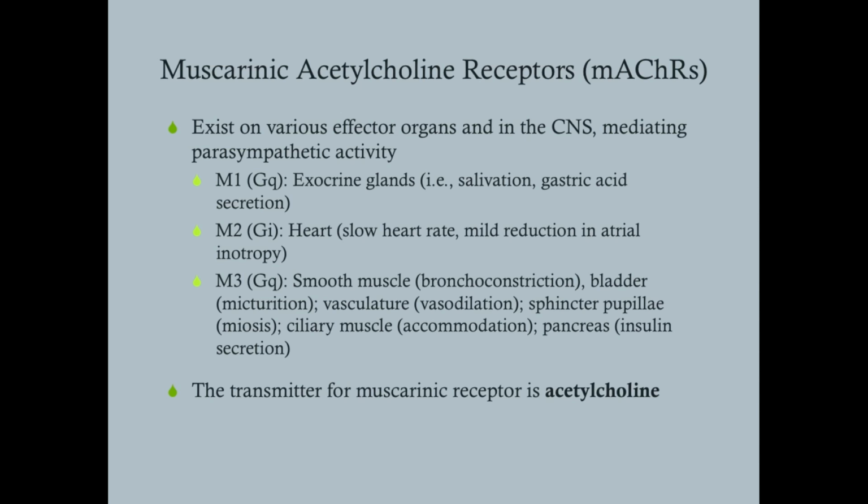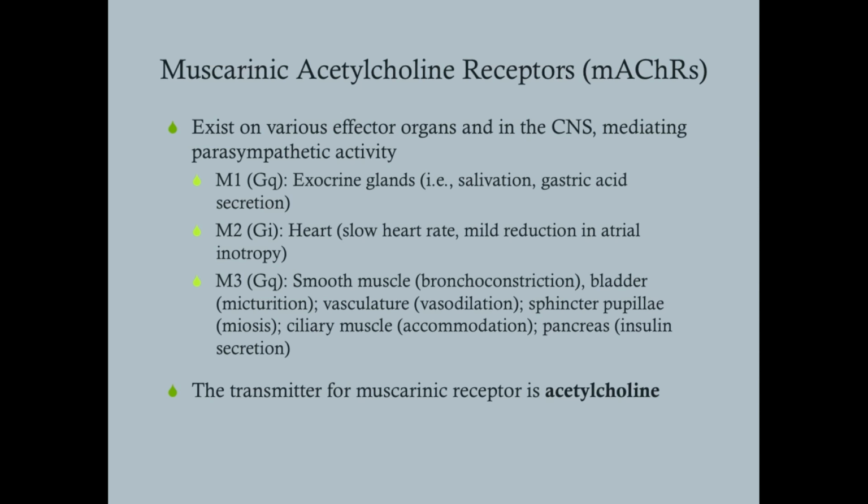So your M1 muscarinic receptors are primarily on exocrine glands. So this is how, when your parasympathetic nervous system kicks in, you start salivating, you start making gastric acid. The M2 muscarinic receptors are on your heart. This will slow your heart down. And the M3 muscarinic receptors are on smooth muscle. This causes bronchoconstriction. They're on your bladder. It helps you pee. It's on your vasculature, which causes vasodilation.